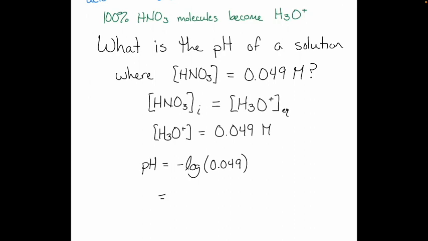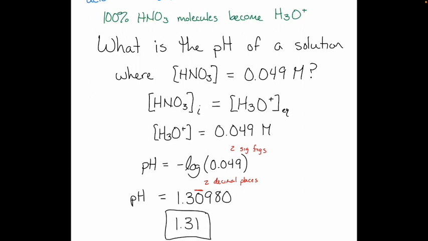All right, so I'm going to take the negative log of that 0.049. I get 1.30980. All right, and where am I going to round this off? To sig figs. So I need 2 decimal places in my pH. So 1.31 is going to be the pH of this solution.